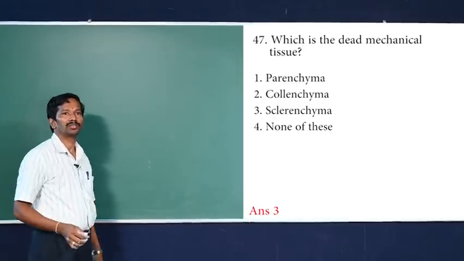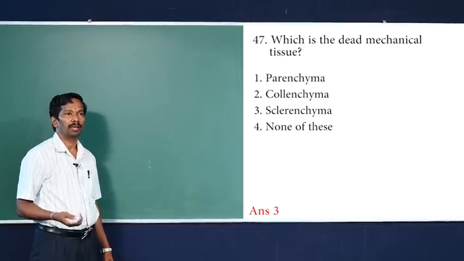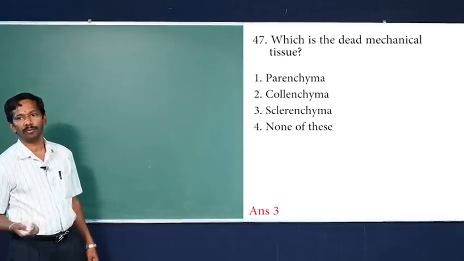The following is dead mechanical tissue. Already explained, the answer is 3, that is sclerenchyma, compared to parenchyma and collenchyma. So the answer is 3 for question number 47.